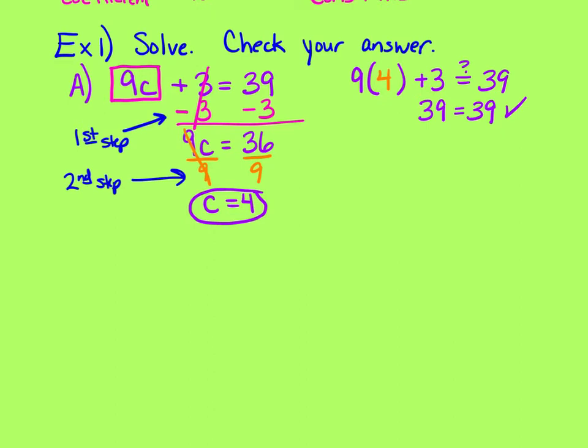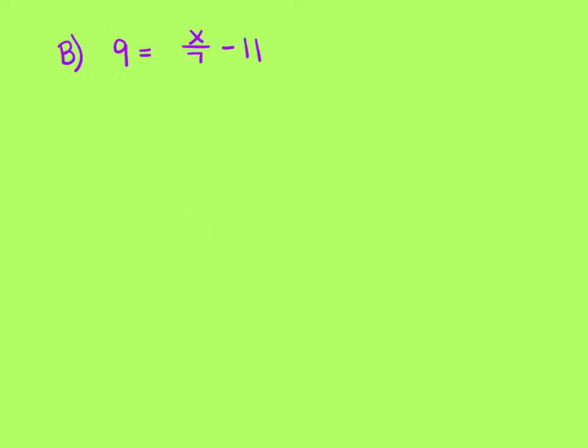The answer was correct. B part, 9 equal x over 7 minus 11. So I'm going to box in this term that includes x. You might think a term can't have division in it, but really this is like 1/7 times x is another way of looking at it. So that could be rewritten as a number times x. So it is still a term.